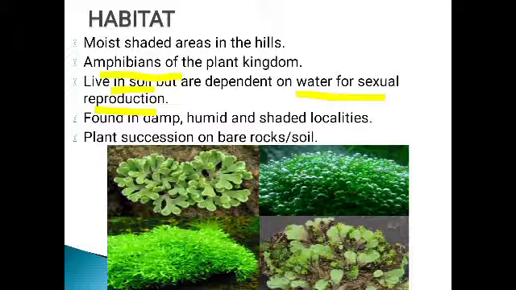When we see their habitat, they can be seen growing in moist, shady areas in the hills. In a hilly area, there will always be moisture or water content, so they can easily grow in those regions. Or they can be seen growing in damp, humid and shaded localities. Damp means where water content is there, humid means moisture content. If there is moisture and water content and it is a shaded locality, then the plants can be seen growing.